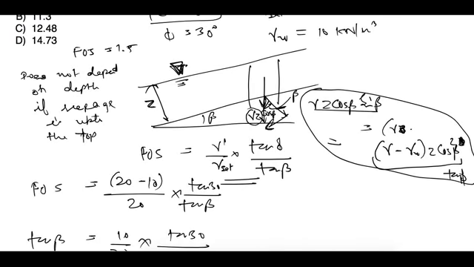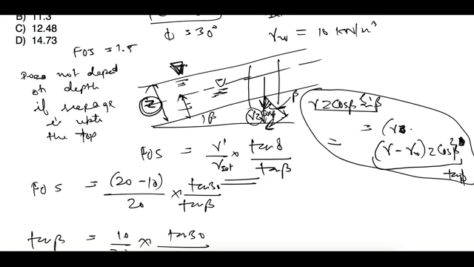Now if this seepage had been occurring somewhere at this level, for that case they will give you this total depth as well as this depth of water table. So both of these things will be given for that case.